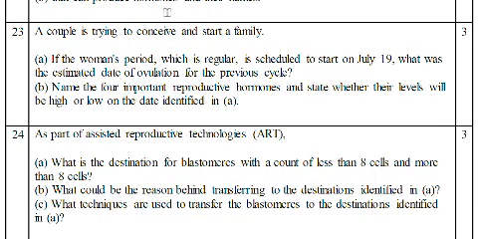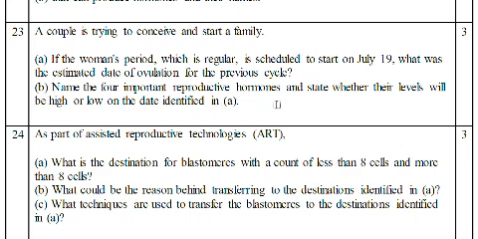A couple is trying to conceive and start a family. If a woman's period, which is regular, is scheduled to start on July 19, what was the estimated date of ovulation for the previous cycle? A normal period usually takes 28 days, and therefore the mid cycle, that is during ovulation, will be around the 14th day. So if you count back to the 14th day, it will be July 5th.